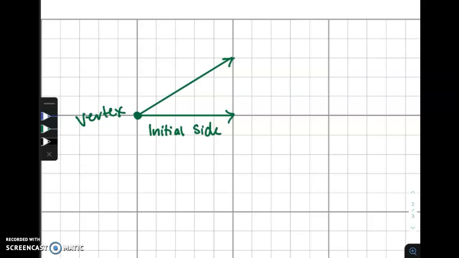And then you're going to rotate your angle. Angles measure rotation, and that rotation is measured by wherever the terminal side hits or lands. So you've got an initial side of an angle, a terminal side of the angle, and the vertex. Those are the pieces of the angle. Now, if we are going to rotate the angle, we're going to want the angle in standard position.